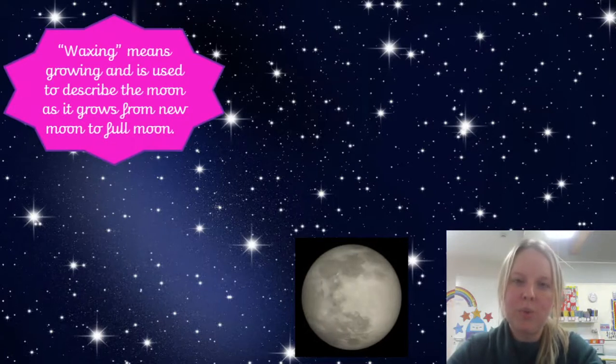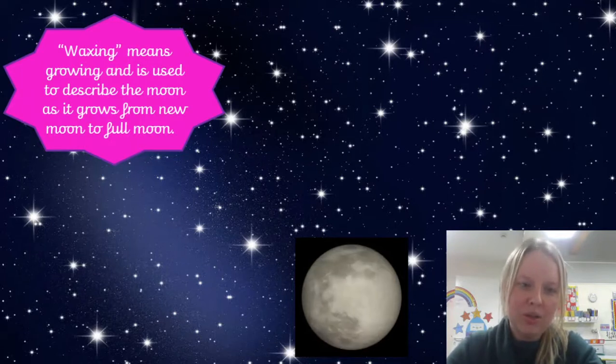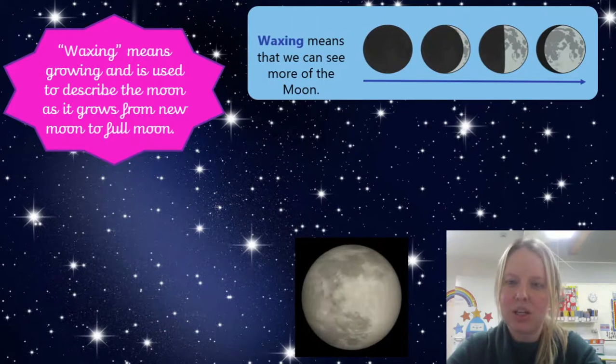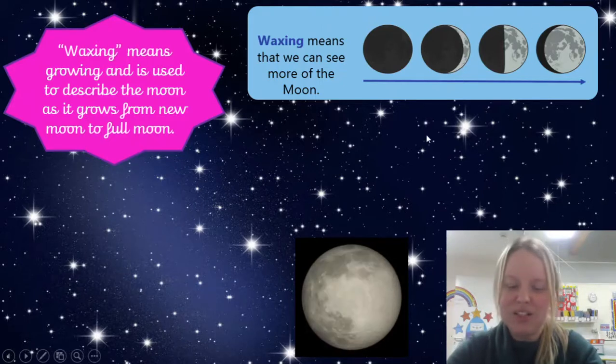So the word waxing, can you say that word, waxing? That means growing. And it is used to describe the moon as it grows from new moon to full moon. So here is a picture here. Can you see? Here is the new moon. And it's getting bigger and bigger. You can see more and more of it.